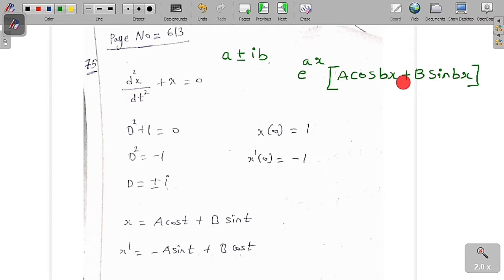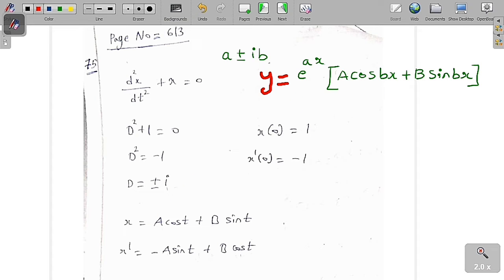Here I am taking x as the independent variable, but here t is the independent variable, not x. So you have to replace x by t here. In place of y we have to substitute x, and in place of x we have to substitute t, because this is for the general differential equation of dy by dx. But here it is dx by dt, so replace y by x and x by t.